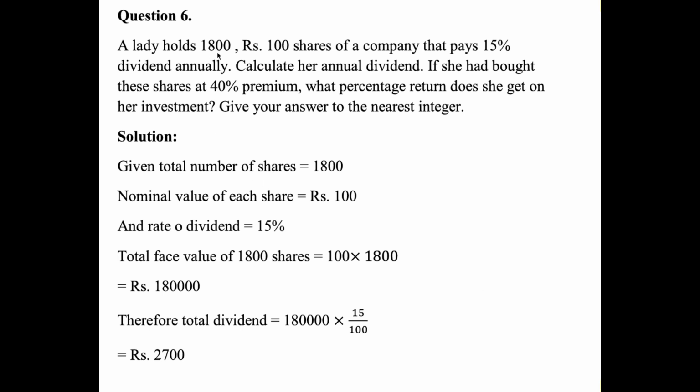A lady holds 1800 rupees 100 shares of a company that pays 15% dividend annually. Calculate her annual dividend. If she had bought these shares at 40% premium, what percentage return does she get on her investment? Give your answer to the nearest integer. Total number of shares is 1800, given in the question. Nominal value means face value, rupees 100. Rate of dividend is also given, that is 15%.